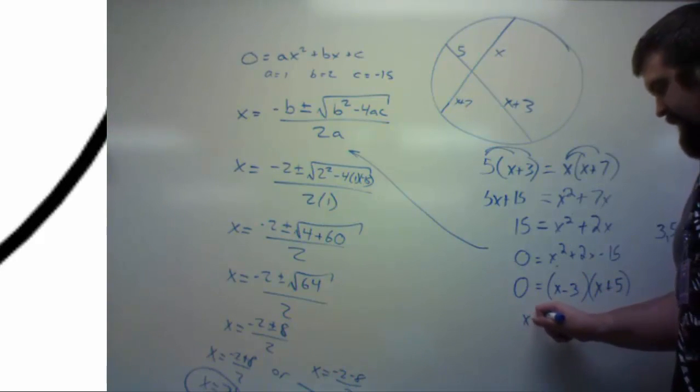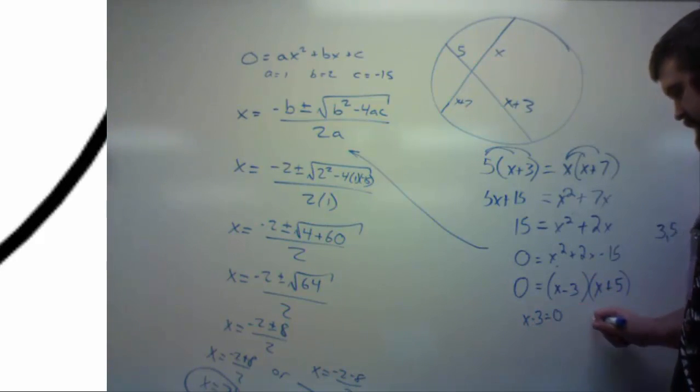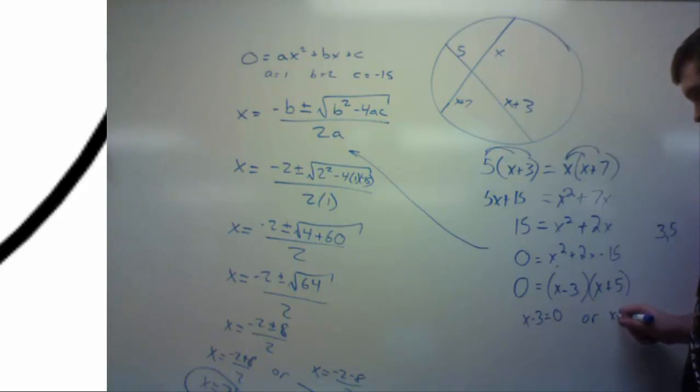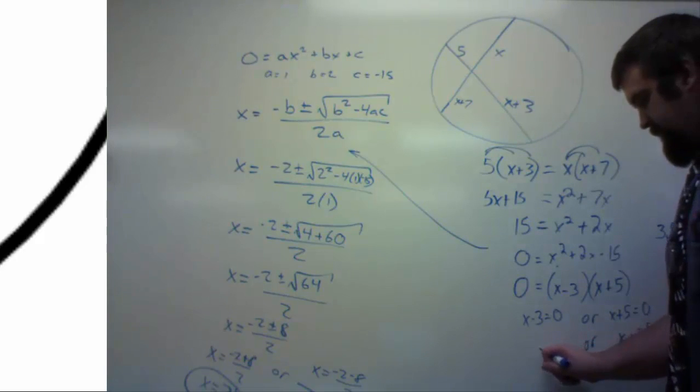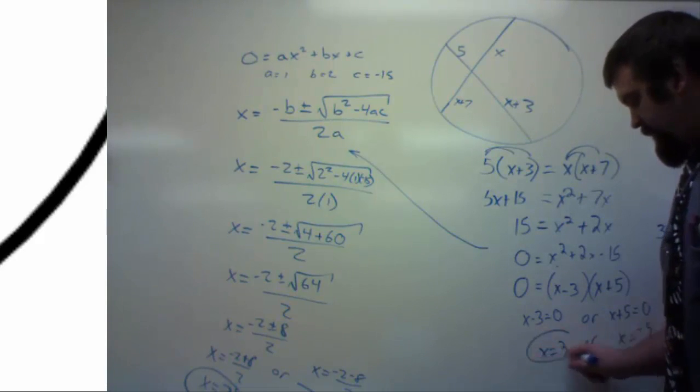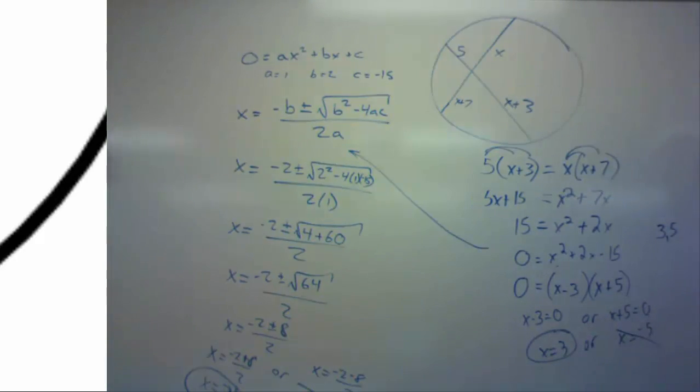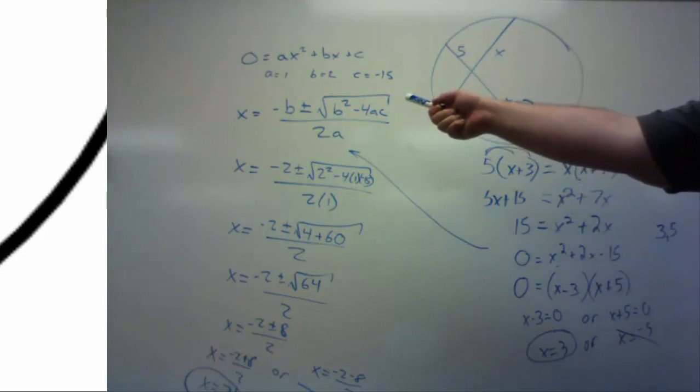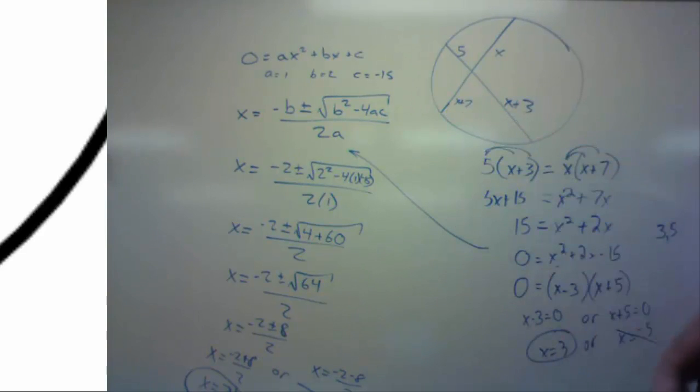So it's either x minus 3 equals 0, or it's x plus 5 equals 0. So I get the answer x equals negative 5, or x equals 3. And again, only x equals 3 works. So it's either choice. You can go here, quadratic formula, that should always work. Or you can do reverse FOIL, and you might have a shortcut.